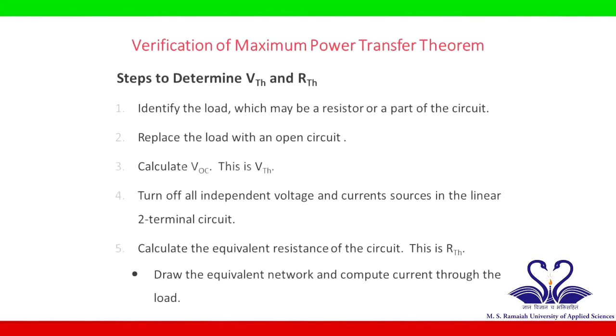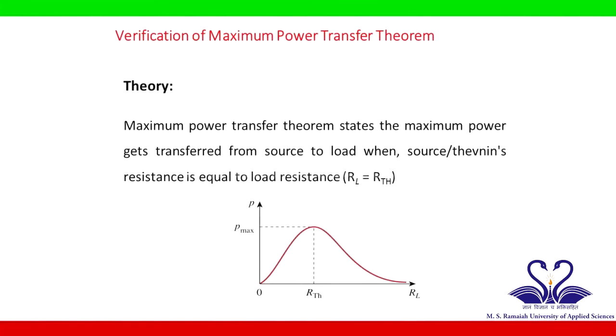Steps to determine VTH. Identify the load, which may be a resistor or a part of the circuit. Replace the load with an open circuit. Calculate VOC. This is VTH. Steps to determine RTH. Turn off all independent voltage and current sources in the linear two-terminal circuit. Calculate the equivalent resistance of the circuit. This is RTH.